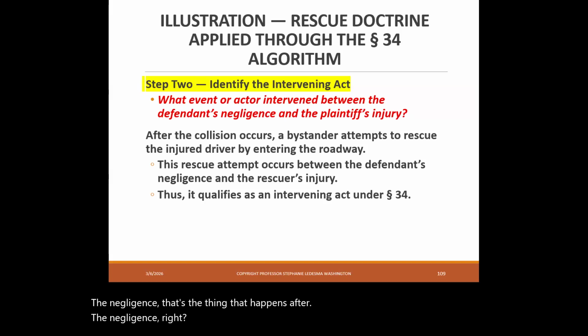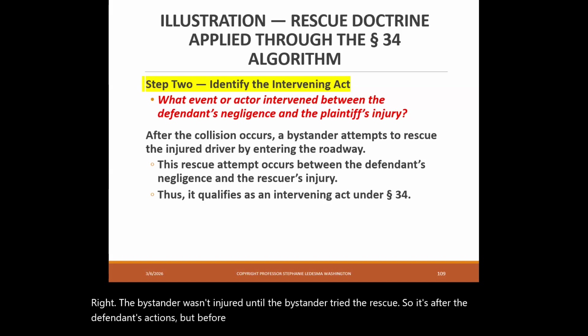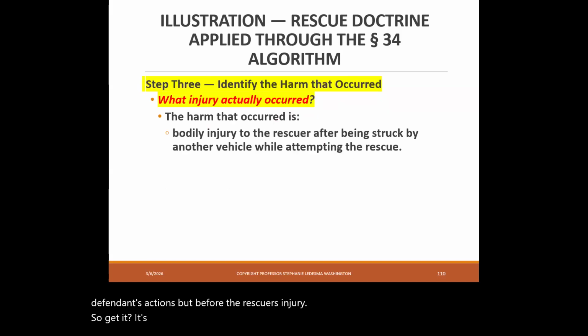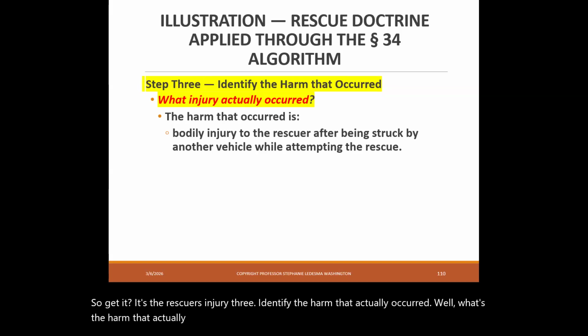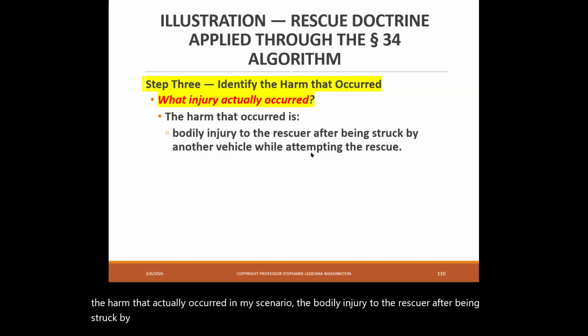It's after the negligence and before the rescuer's injury, right? The bystander wasn't injured until the bystander tried the rescue. So it's after the defendant's actions, but before the rescuer's injury. Step 3, identify the harm that actually occurred. Well, what's the harm that actually occurred? In my scenario, the bodily injury to the rescuer after being struck by another car while attempting the rescue.